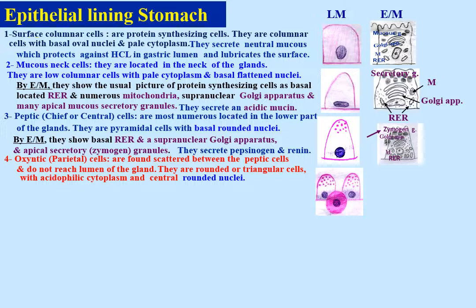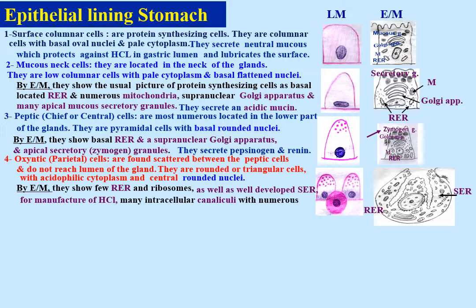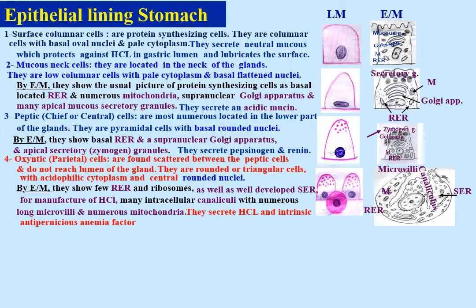By electron microscope, they contain few rough endoplasmic reticulum and ribosomes, as well as well-developed smooth endoplasmic reticulum for the manufacture of HCl. Many intracellular canaliculi with numerous long microvilli on the surface and numerous mitochondria. They secrete HCl and the intrinsic anti-pernicious anemia factor that helps the absorption of vitamin B12. Lack of this factor results in pernicious anemia.